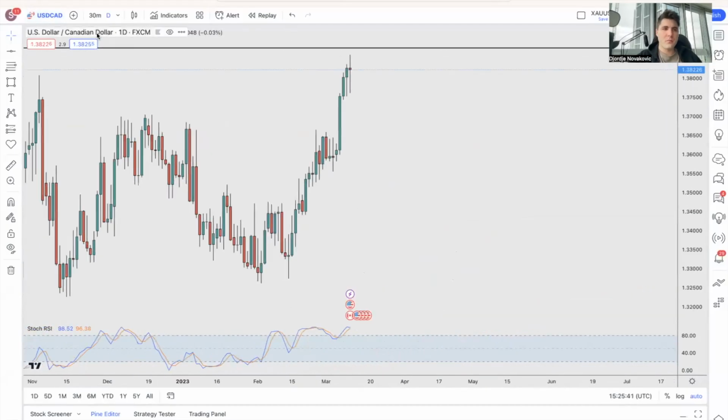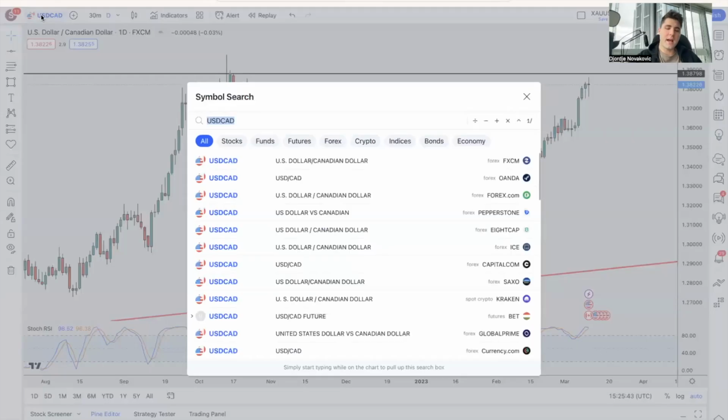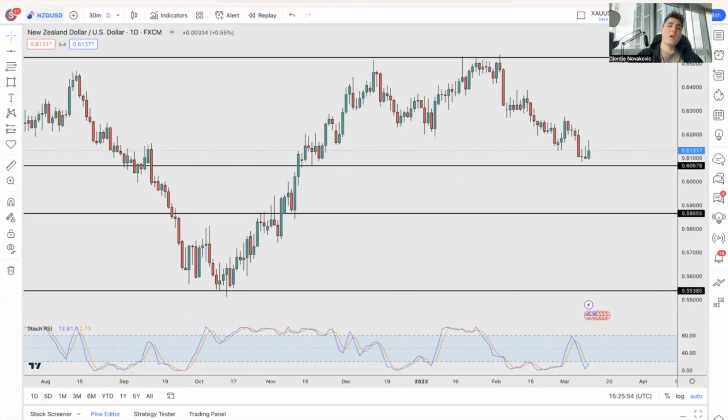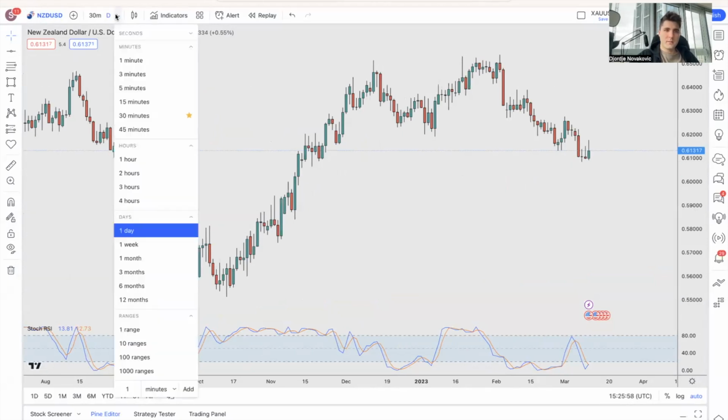USD CAD, sorry, we already did USD CAD. Which pair can I do that you guys like? NZD USD, this pair. Okay.